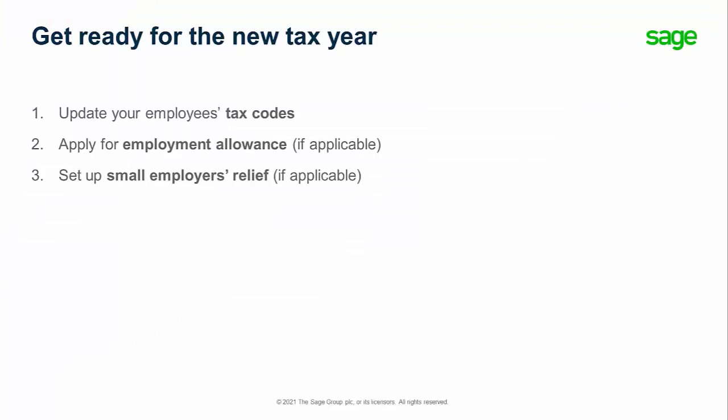So just to recap, when getting ready for the new tax year, you'll need to update your employees' tax codes and then, if applicable, claim employment allowance for 2021 to 22 and set up small employers relief if that applies to you.